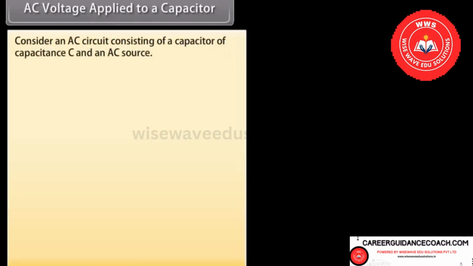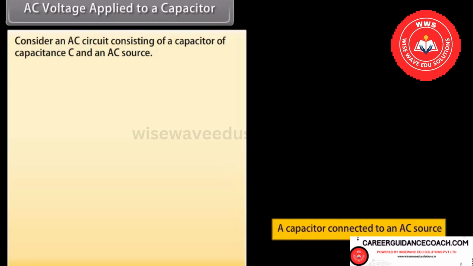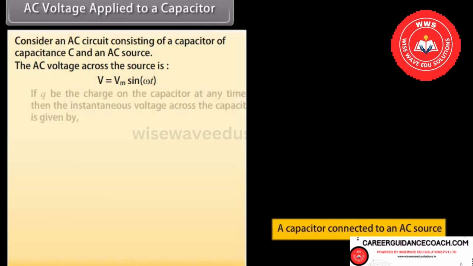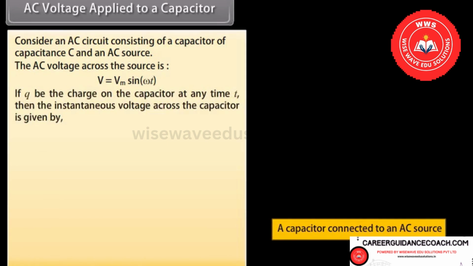AC voltage applied to a capacitor. Consider an AC circuit consisting of a capacitor of capacitance C and an AC source. The AC voltage across the source is V equals Vm sin omega t. If Q is the charge on the capacitor at any time t, then the instantaneous voltage across the capacitor is given by Vc equals Q divided by C.